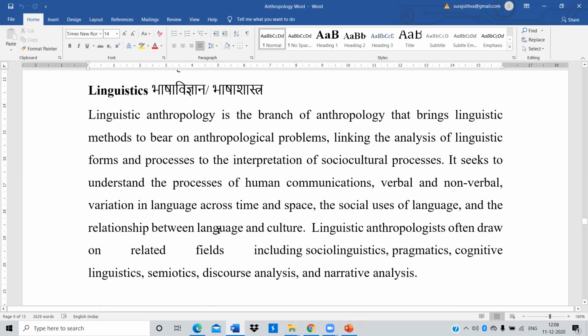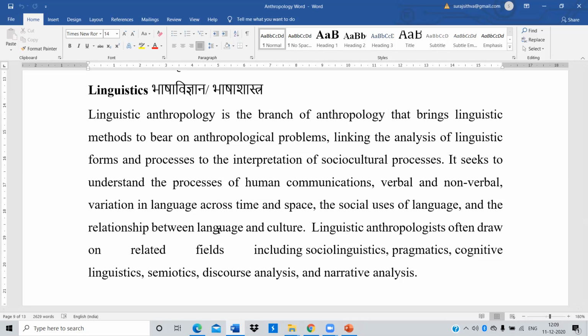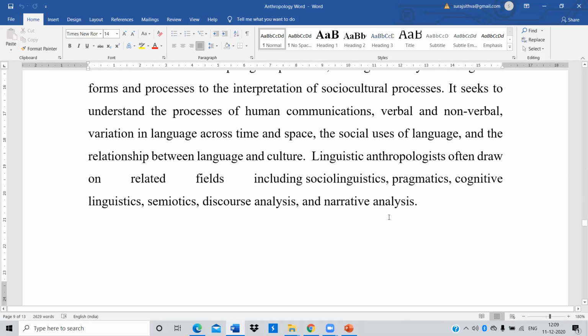In its subheading, we have linguistics, meaning भाषा विज्ञान, भाषा शास्त्र. It is the branch of anthropology that brings linguistic methods to bear on anthropological problems, linking the analysis of linguistic forms and processes to the interpretation of socio-cultural process. It seeks to understand the process of human communication, verbal and non-verbal variation in language across time and space, the social uses of language and the relationship between language and culture.